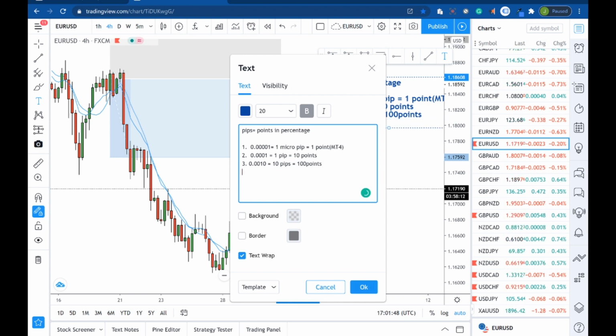And then let's go down to number 4, where we can see 0.0100, and this is 100 pips and 1,000 points. And then write that right. 1,000 points. Okay, and number 5, which is really the next step.